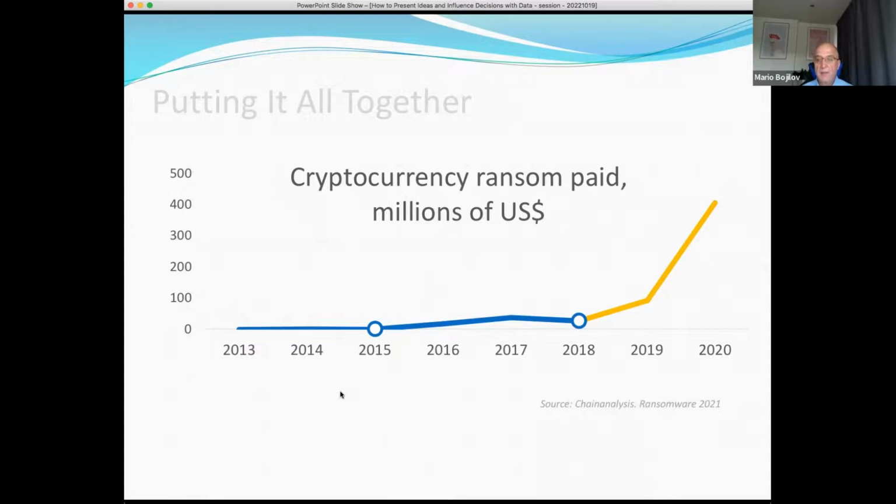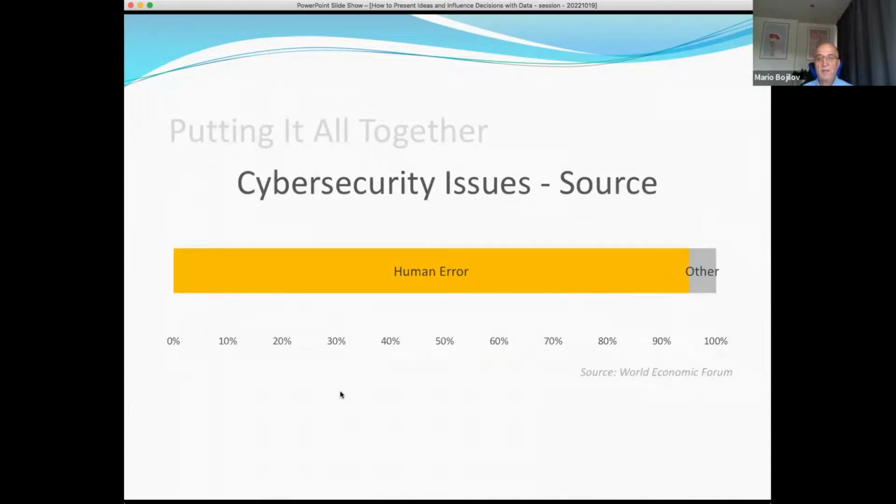And what is happening? Why is this happening? Cybersecurity issues. What is the source? Well, the source turns out is human error. 97% of cybersecurity issues are because of humans. They are not because of bad systems. They are not because of not enough money spent on protection or bad firewalls, bad software. No, it's because of human errors.